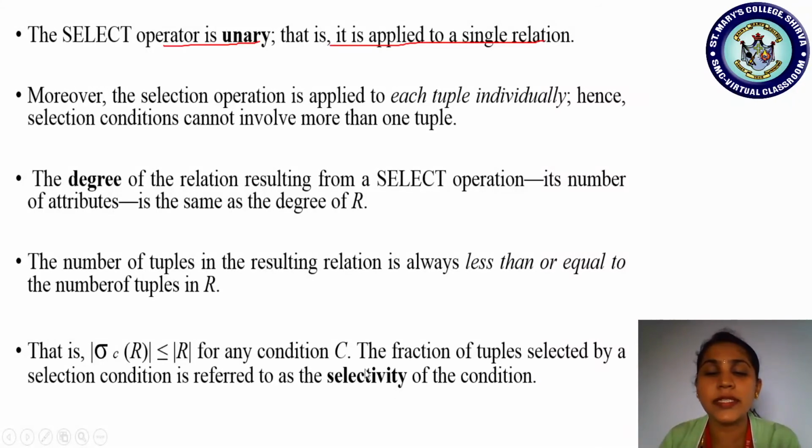The fraction of tuples selected by the selection condition is referred to as the selectivity of the condition. Suppose I apply a select condition on a student relation, and only one of the records got selected. That result is referred to as the selectivity of the condition. So on applying the selection condition, the resultant tuples or relation that arrives is referred to as the selectivity of the condition.